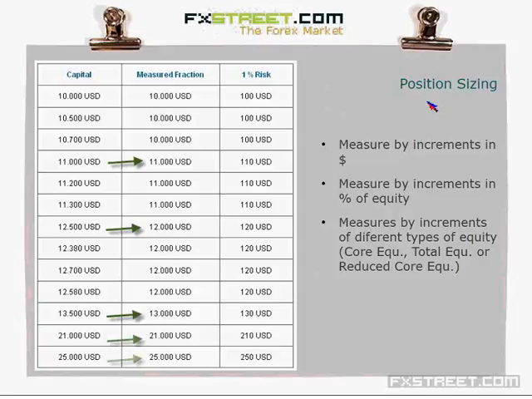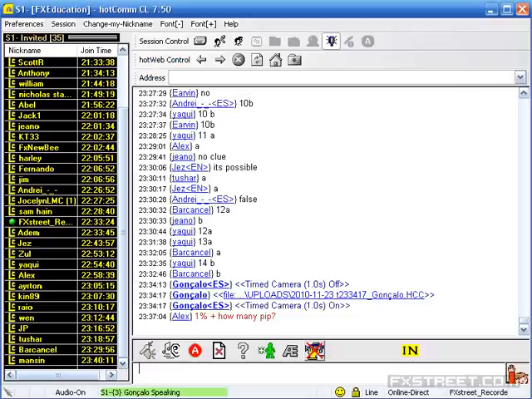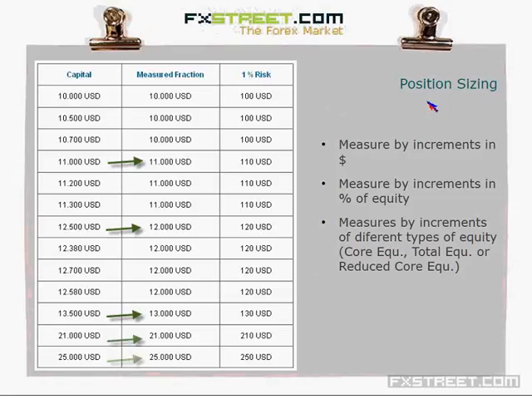Alex says, 1% plus how many pips? Well, you can do it by percentage, or you can do it by dollar amount, for example, or it depends on the currency your account is used in. I'm not sure if I understand your question. Is the 1% risk basically for a loss?